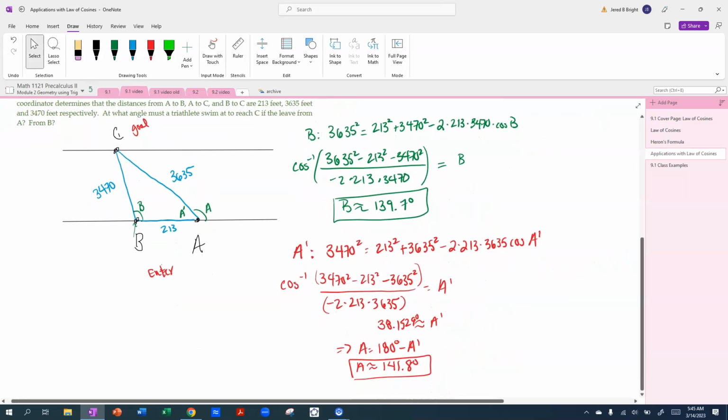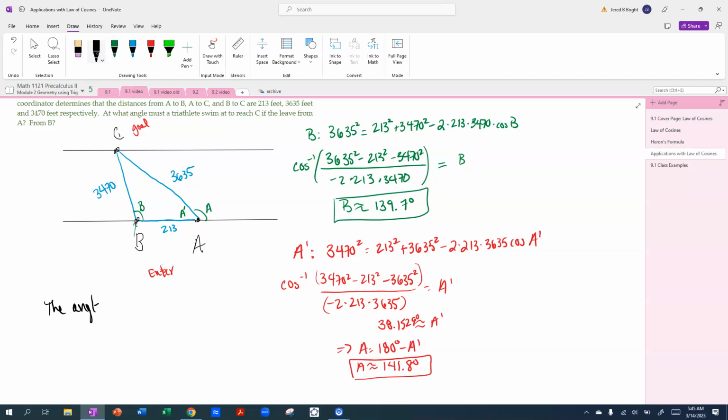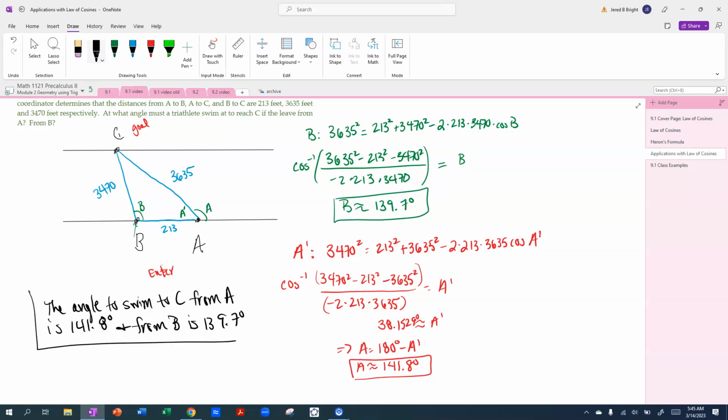So we have solved the exercise. I should write a sentence: the angle to swim to C from A is 141.8 degrees, and from B is 139.7 degrees. Because it is a context problem, we need to report our answers in sentence form.